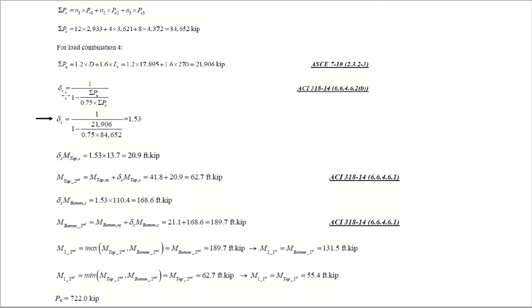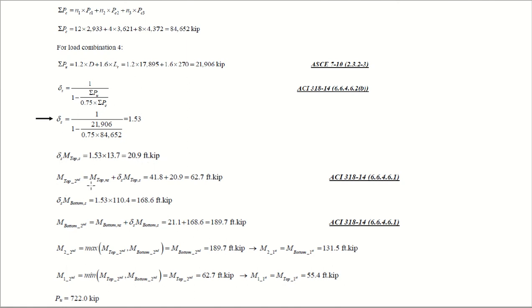So delta S, the moment magnifier, is equal to 1 divided by these values, and you know summation of PU, you know summation of PC. So just put the values of summation of PC and summation of PU, and you get the magnifier value of 1.53. So you put the values for the top moment, and it will be 20.9 feet kip.